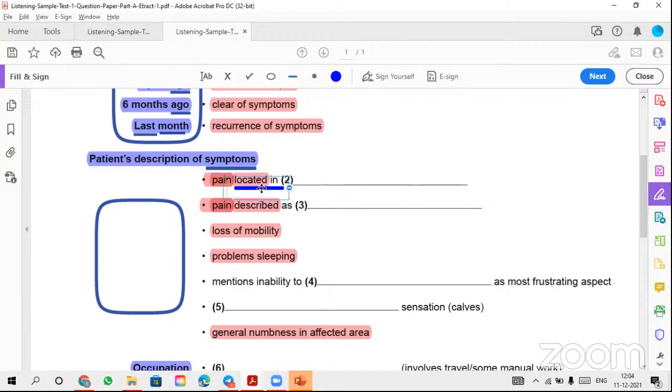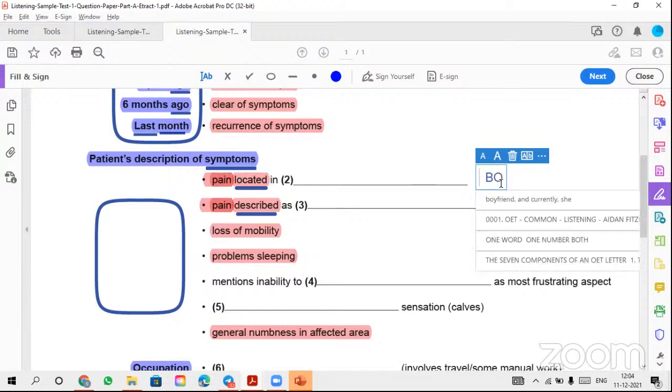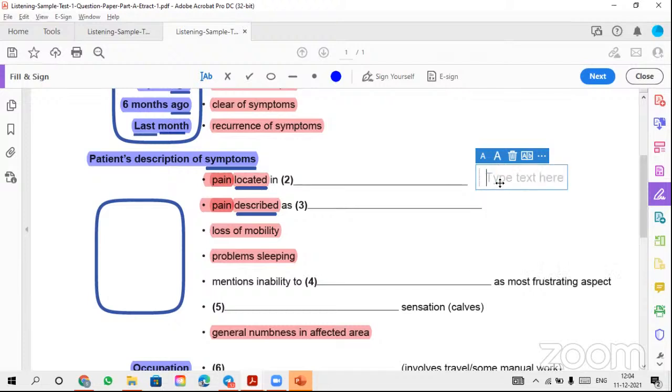Pain location and pain description. If you are very sharp, you need not write anything. If you are average, write down. Location means body part. Here, the name of the body part will come.